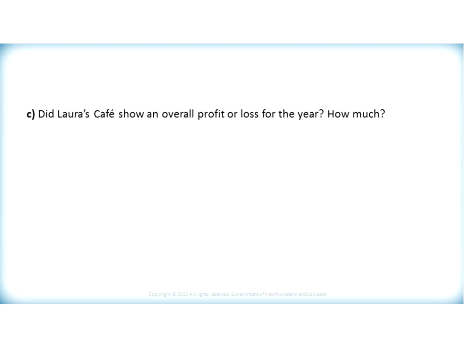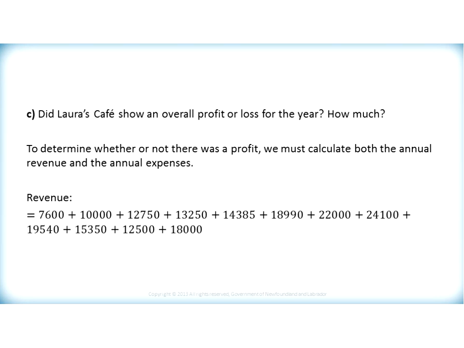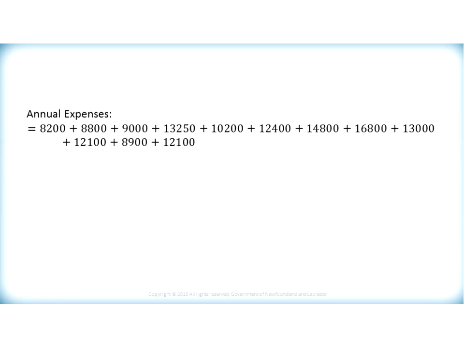Did Laura's Cafe show an overall profit or loss for the year? And by how much? To determine whether or not there was a profit, we must calculate both the annual revenue and the annual expenses. So I'm going to start by calculating the revenue. I add up all the revenue that she received for every month, giving us a total value of $188,465. And next I'm going to do the same for my expenses. I'm going to add up all of my expenses for the year. And this gives a value of $139,550.